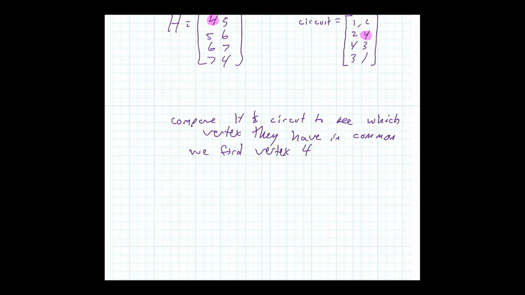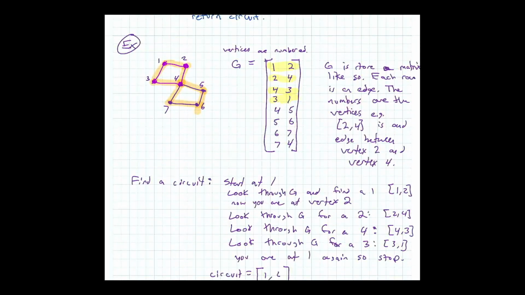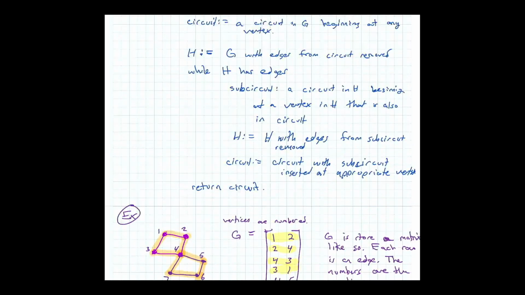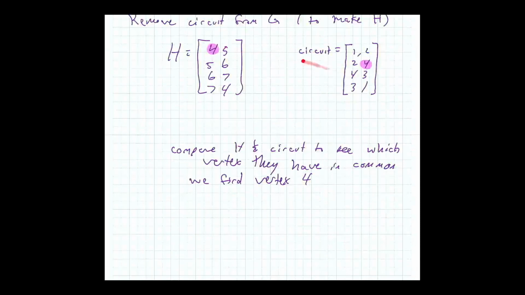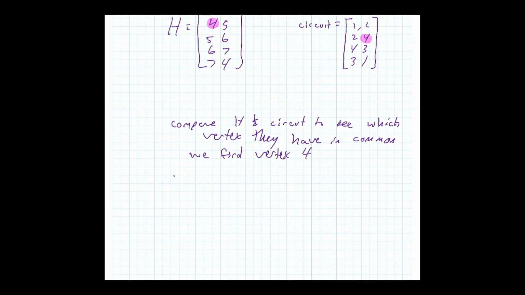Okay, why do we need that? Because according to the pseudocode here, it says subcircuit needs to be a circuit in H beginning at a vertex in H that is also in circuit. So you need a common vertex between circuit and H. So we need to find that first. And then once we find it, now what you do is find a circuit in H starting at that 4.